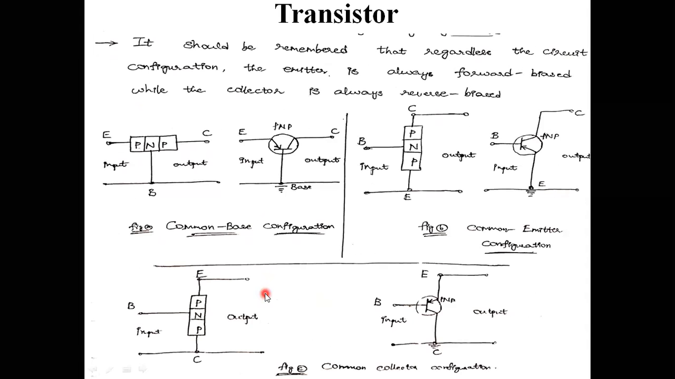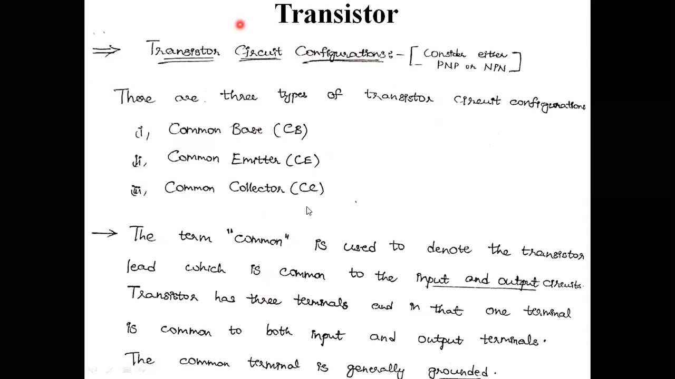What is meant by the common terminal? Common base means the base terminal is common between the input circuit side as well as the output circuit side, whereas common emitter means the emitter terminal is common between the input and output circuit sides. And common collector means the common terminal is the collector. Let me draw this: emitter, base, collector. Let this emitter terminal be grounded. Then the base terminal is common between emitter and collector, and I can treat that configuration as common base configuration.